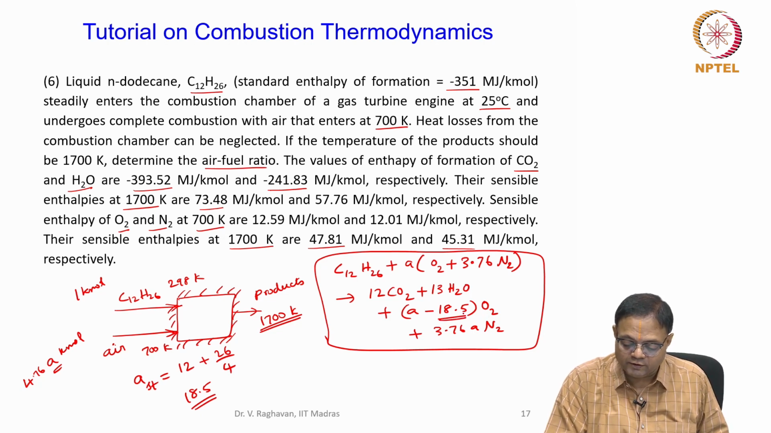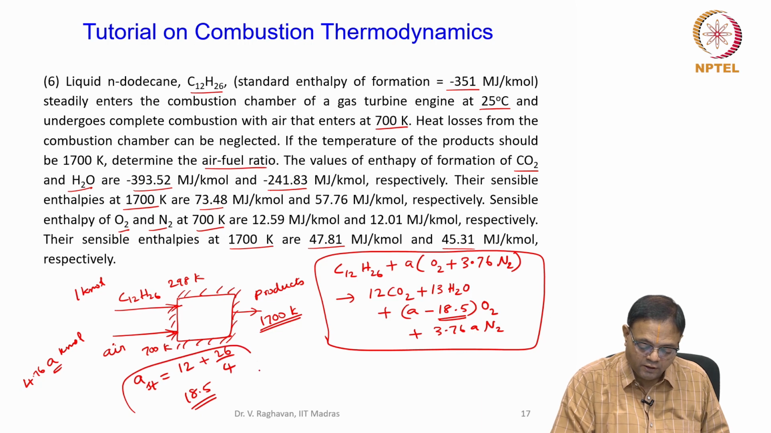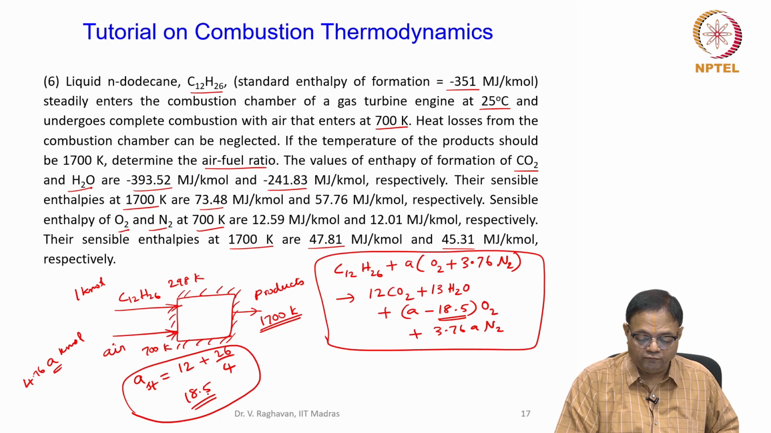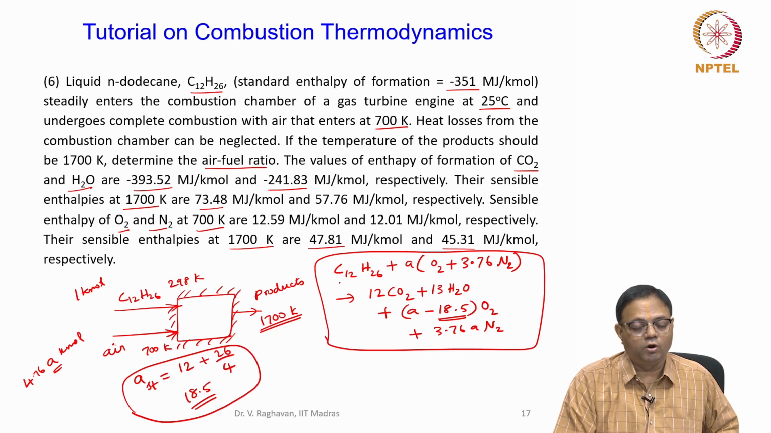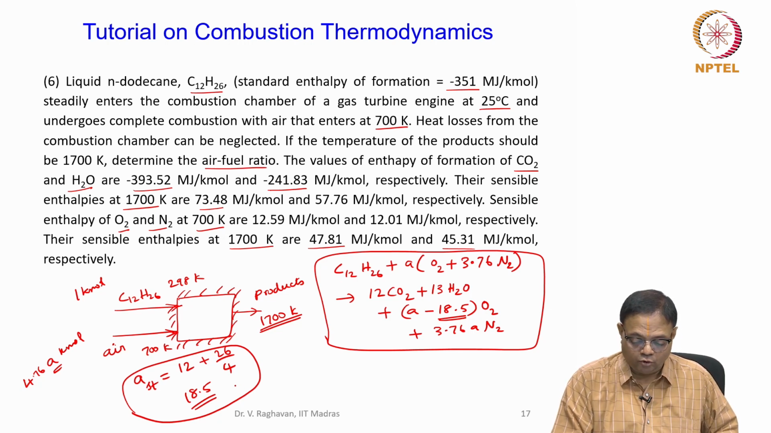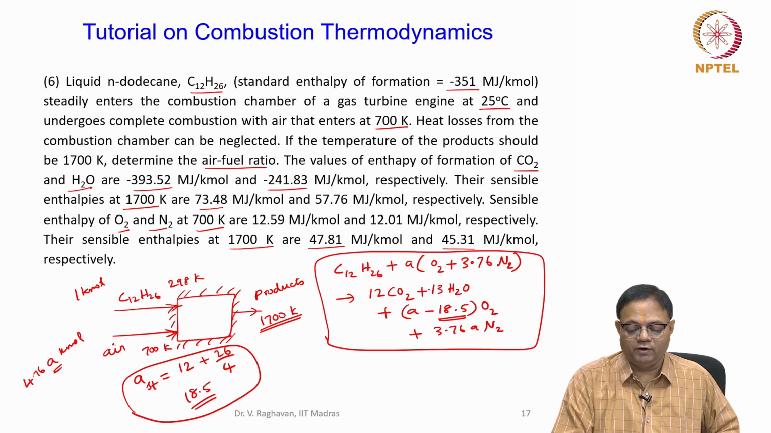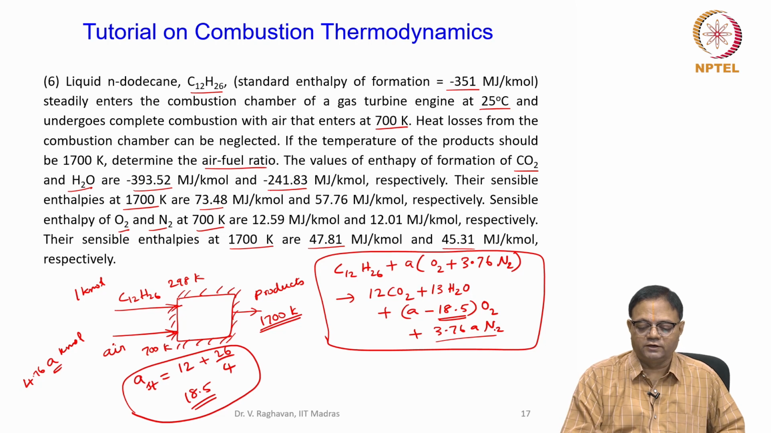This 18.5 is nothing but the A stoichiometric, that is, when stoichiometric air is supplied, I have to supply 18.5 kilomoles of oxygen per kilomole of fuel. So, A is more than that. So, whatever is remaining is A minus A stoichiometric. Okay. So, 12 plus 6.5, 18.5, will be used here, but the excess oxygen will remain as oxygen only, nitrogen also will remain as inert. This is the actual reaction.